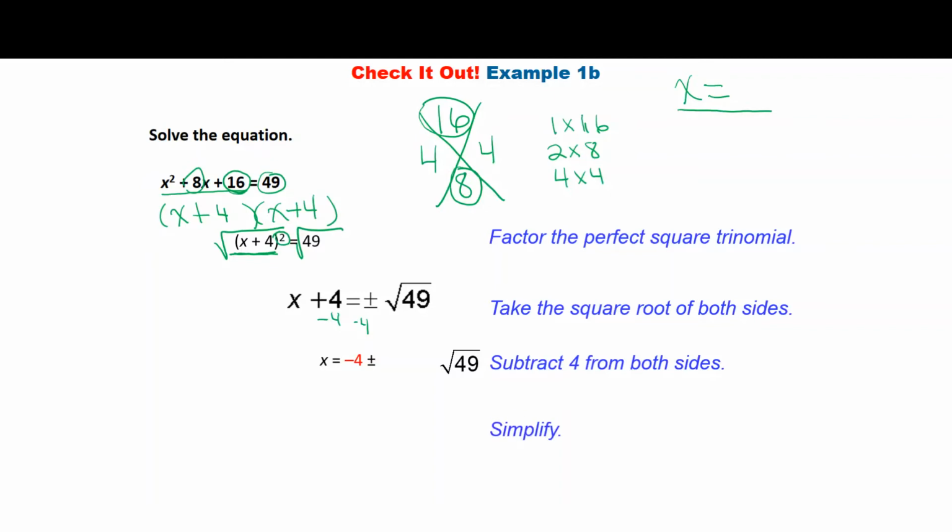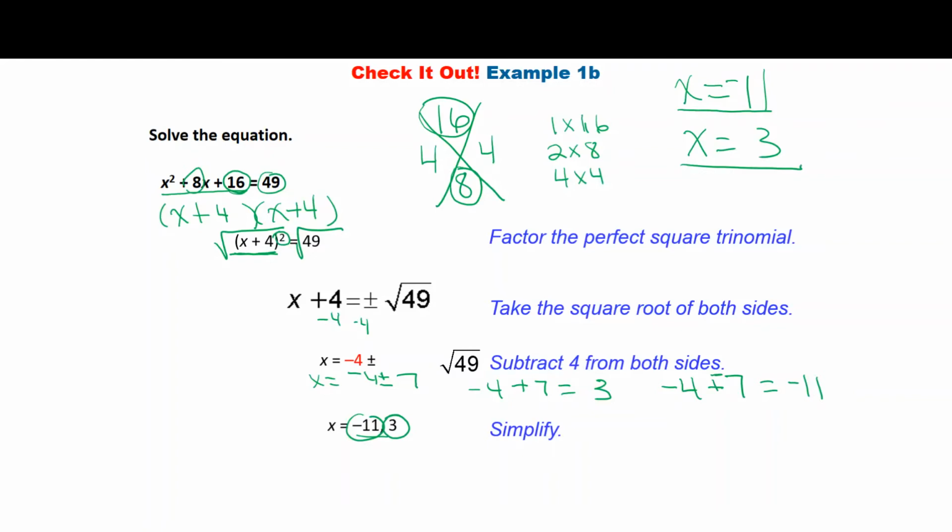Now 49 can be simplified, so we end up with x equals negative 4 plus or minus 7. So the way I ended up with this negative 11, I said negative 4 plus 7 equals 3. So there's my 3. And we'll say negative 4 minus 7, that's plus a negative, so that's negative 11. So there's our two answers. Actually, we don't just have one. We have two. x equals negative 11 and x equals 3. So now we have it written out the way we want it to be.